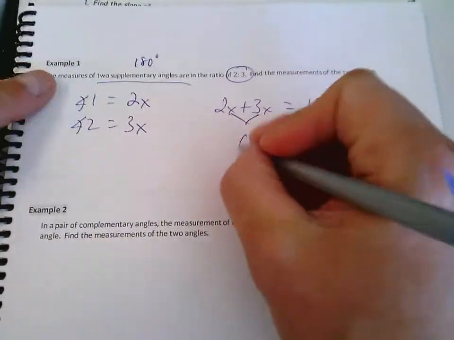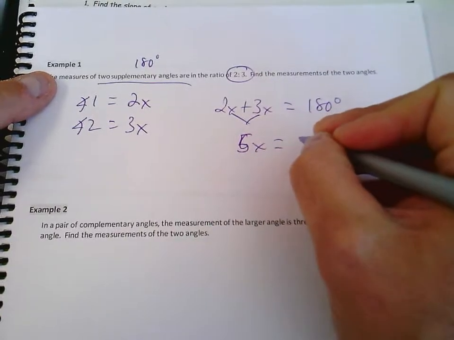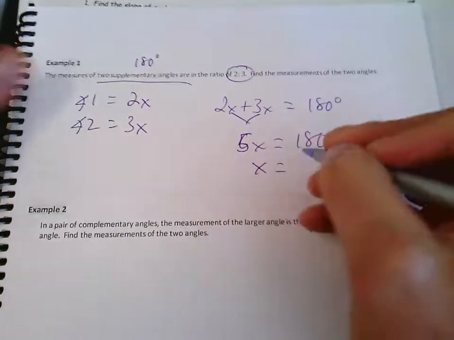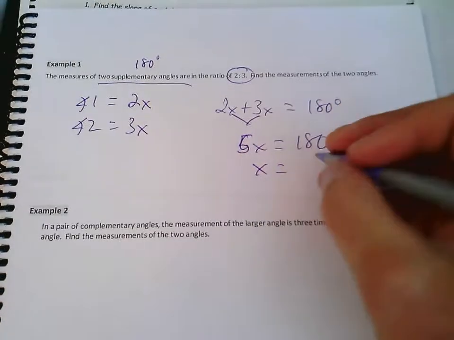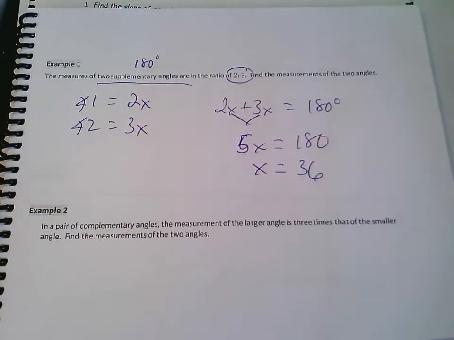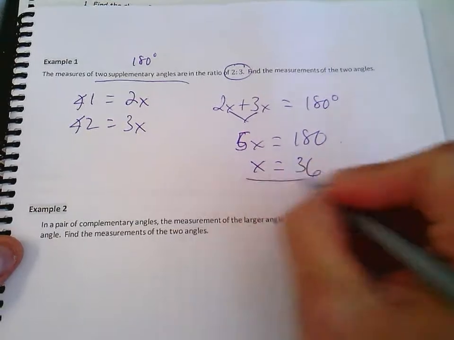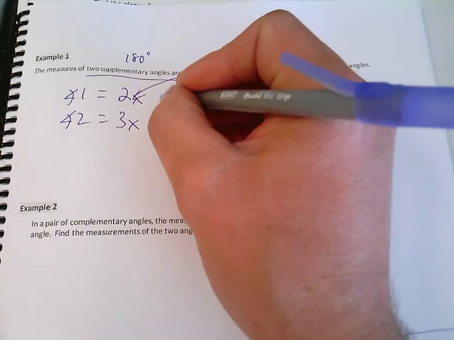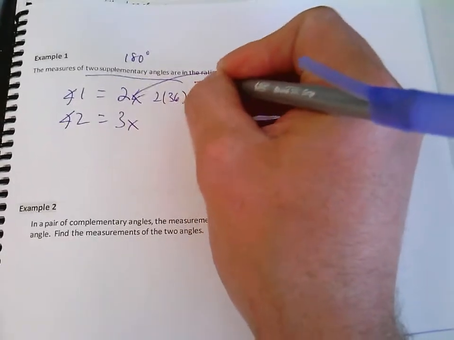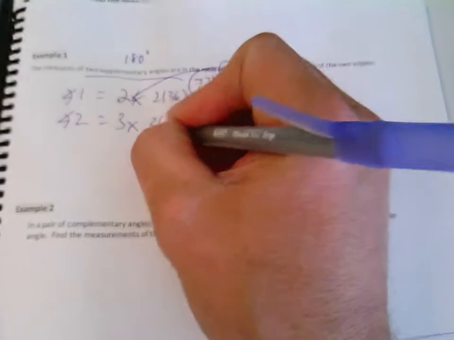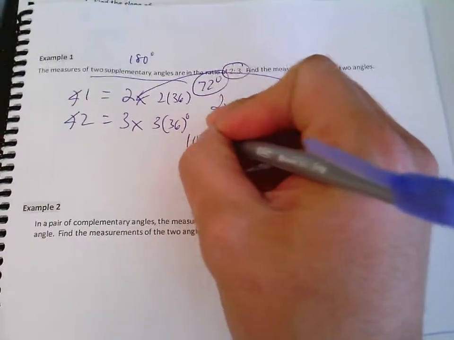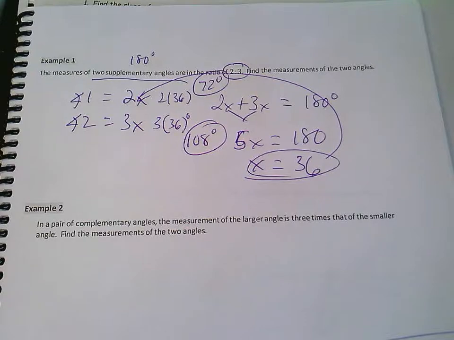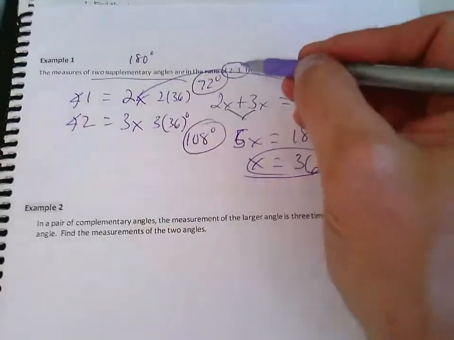Combine your x's, you get 5x equals 180. And when you divide by 5, I believe you're going to get 36. Pretty sure. Let me just check that though. 36. Okay, now what you found is x. This isn't the angle. So then what we have to do is plug the x in. Angle 1 is 2x, or 2 times 36, which would be 72. And then the other one is 3 times 36, which would be 108. Right? And that's really how you set the problems up. If you have a ratio, you just put x's with them.